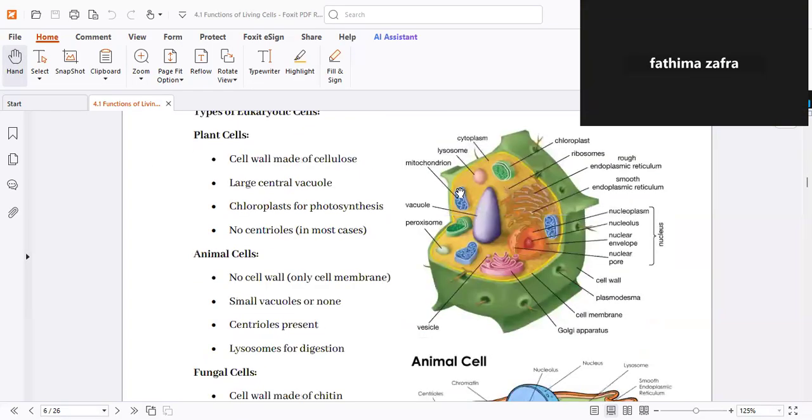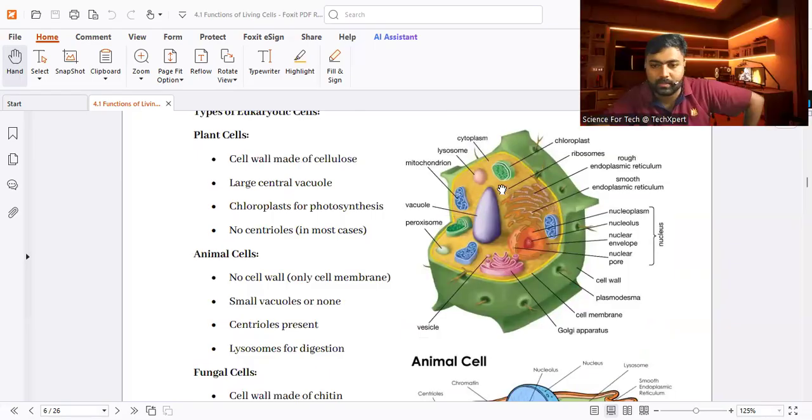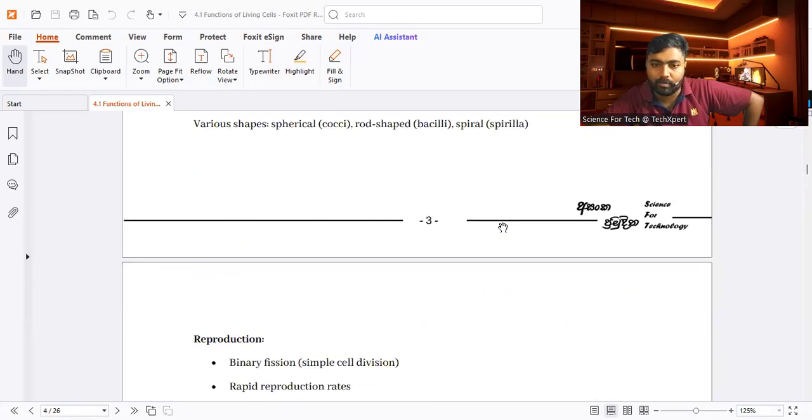Yes, sir. Here also, they are embedded in the cytoplasm. This yellow colored part is the cytoplasm. These different shapes and colors are the organelles. Likewise. Okay.